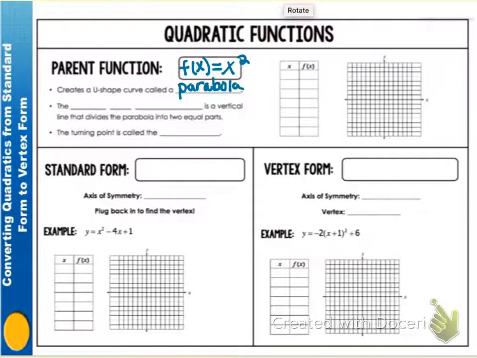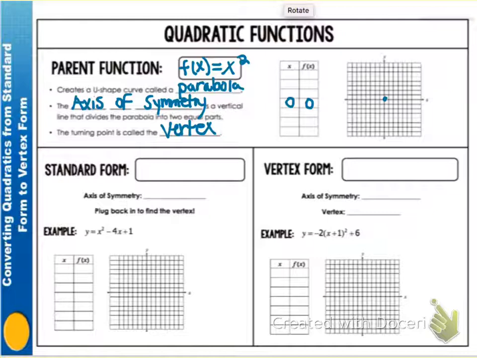And the axis of symmetry is a vertical line that divides the parabola into two equal parts. And we saw that it's like the symmetry line, right? And the turning point of the graph is called the vertex. So on the parent function, that vertex is at 0, 0. The graph is positioned right at the origin, right?